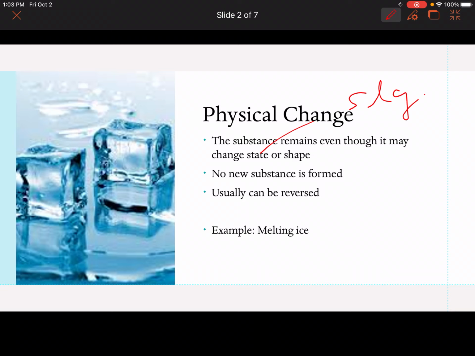So an example of this is melting ice. So if you melt ice, you've got solid ice melts into liquid water, right? But if you look at the particles of ice and liquid water, you're going to find that the particles are all made up of H2O. So there's H2O molecules bonded together. So this is not a new substance, that's what I'm trying to say. So even though it's changing state, it's still just water molecules, right?